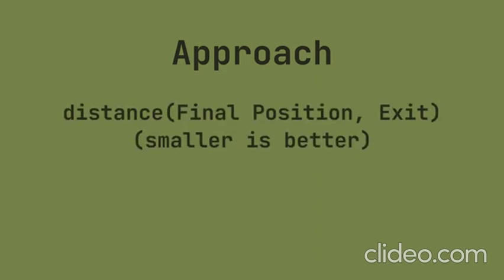Finally, we'll need a fitness function. Let's keep it simple and use the distance between the solution's final position and the exit. We'll also introduce a new genetic operator known as crossover that will be used alongside mutation.